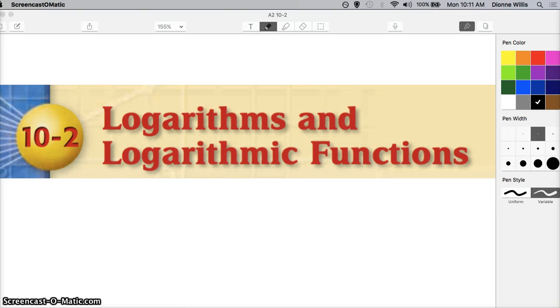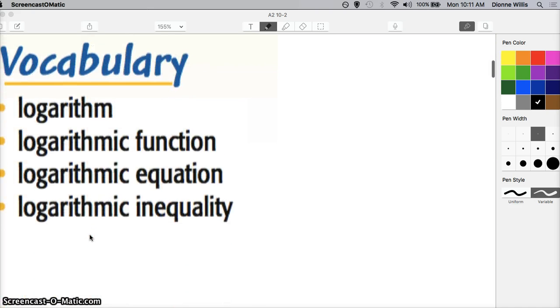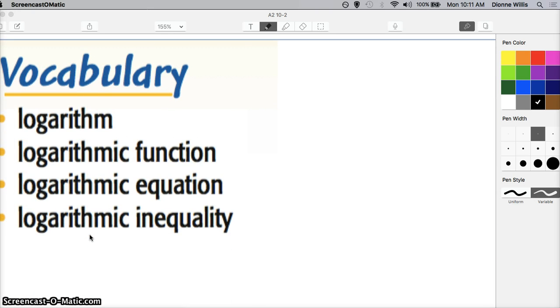Hey Algebra 2 friends, we are looking at logarithms and logarithmic functions. So today we're going to talk about what a logarithm is, and it's such a big word.